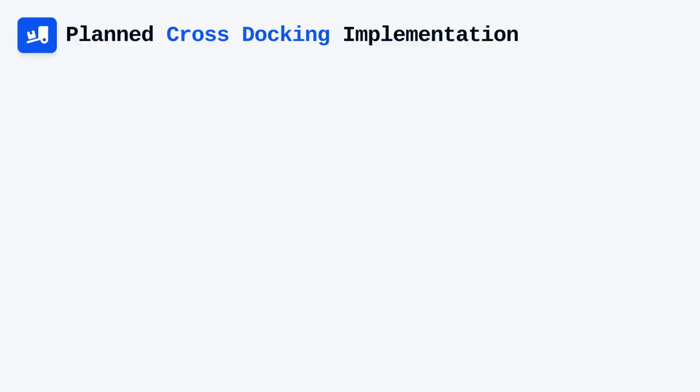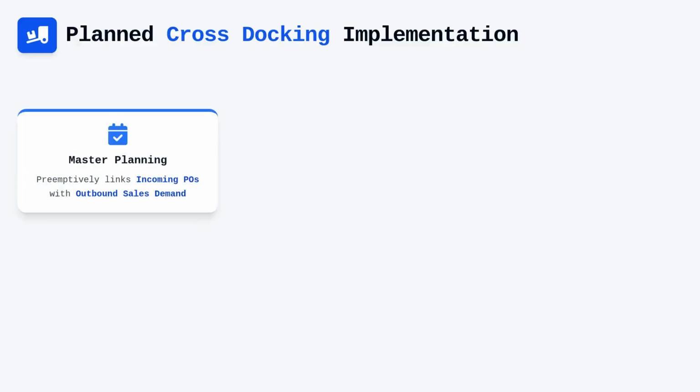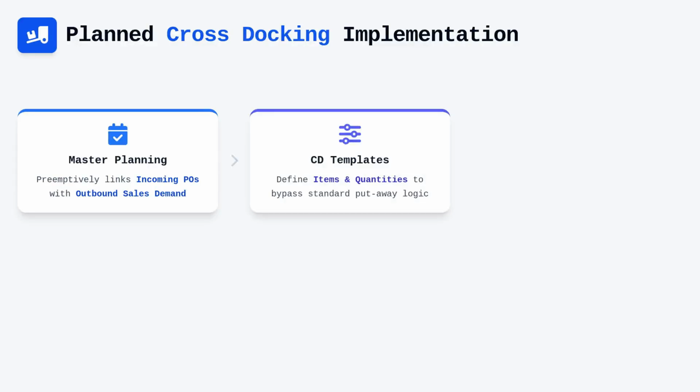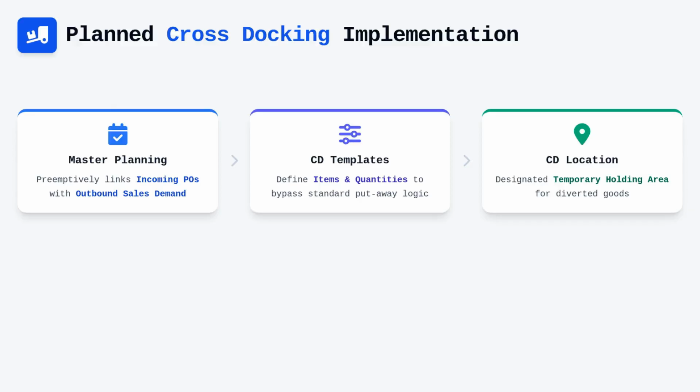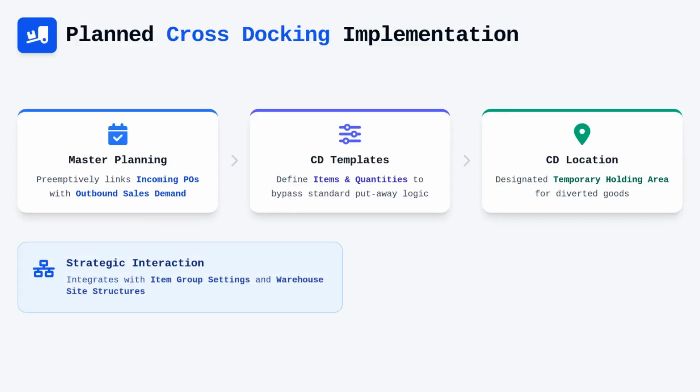To implement this functionality, you must carefully navigate the setup of location directives and work templates to ensure the system behaves predictably. Planned cross-docking operates by leveraging the output of master planning to preemptively link incoming purchase orders with specific outbound sales demand. When you define a cross-docking template, you specify the criteria for items and quantities that should bypass the standard put-away logic. You must also configure a designated cross-docking location, which acts as a temporary holding area for these diverted goods. Without this precise configuration, the warehouse management system will default to its standard put-away routines.